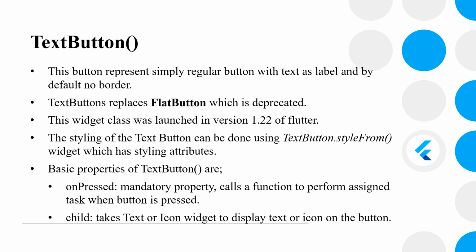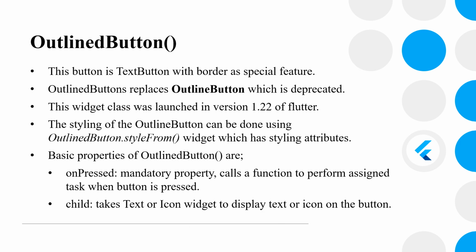Styling of text button can be done using TextButton.styleFrom, which has styling attributes. The basic properties of text button are, again, onPressed, which is the mandatory one to perform a certain assigned task when the button is pressed, and child, which takes a text or icon widget to display text or icon on the button.